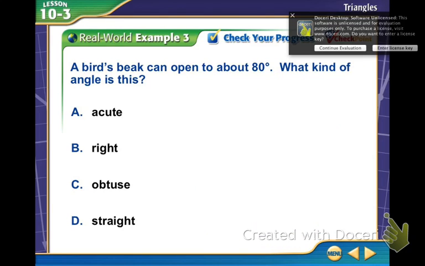Okay, you do this one. A bird's beak can open to about 80 degrees. What kind of angle is this? Since it's less than 90 degrees, you would find that it is acute.